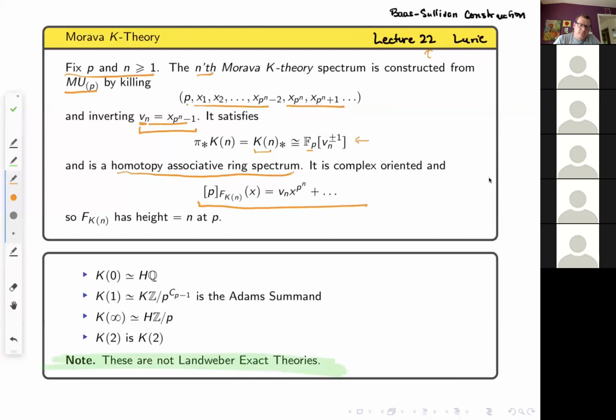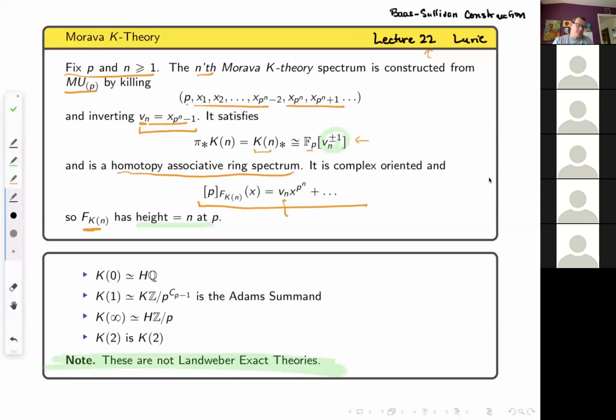So it starts with v_n times x to the p to the n. So this formal group law, if we think about, well, v_n is a unit by construction, right? We inverted it, okay? And all of the v_i before, like the coefficients of the x^(p^i) before, are all 0, okay? So it has height exactly n. Okay. So this is like your prototypical example of a theory that has height exactly n.